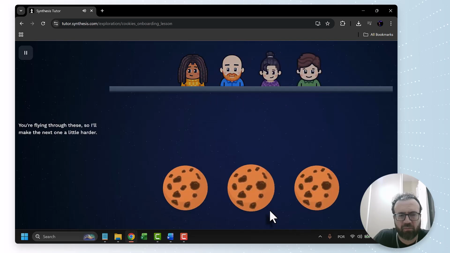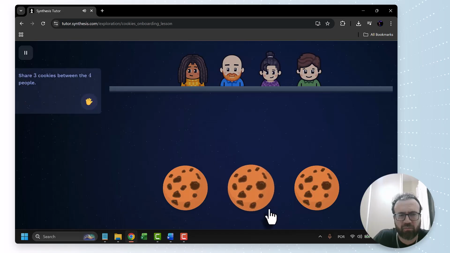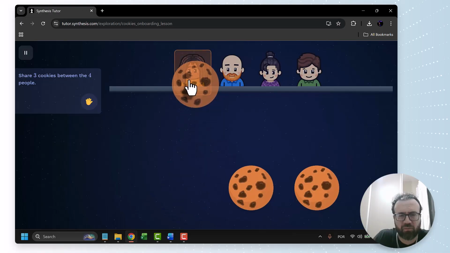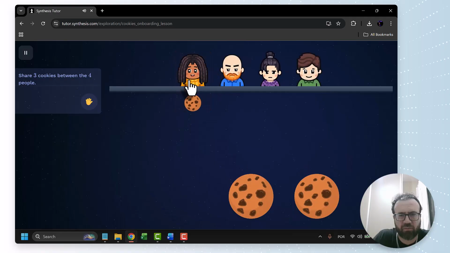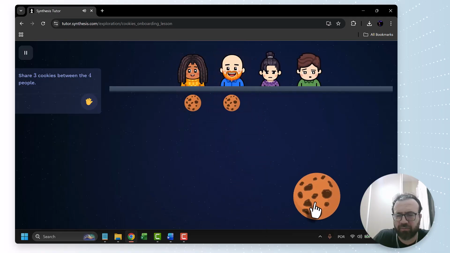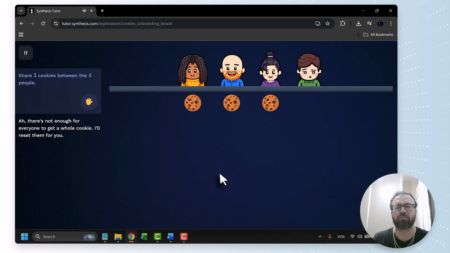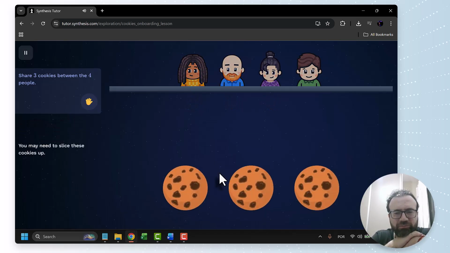You're flying through these, so I'll make the next one a little harder. This time you have 3 cookies. Divide them equally among the 4 people. Let's make a mistake on purpose. Ah, there's not enough for everyone to get a whole cookie. I'll reset them for you. You may need to slice these cookies up.